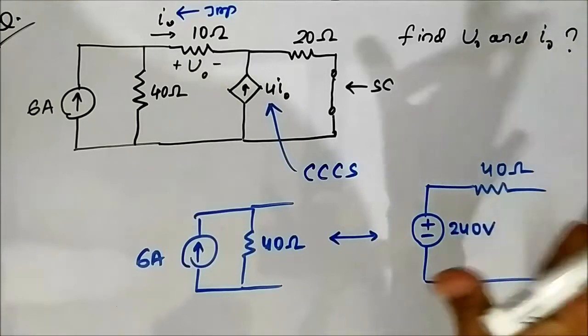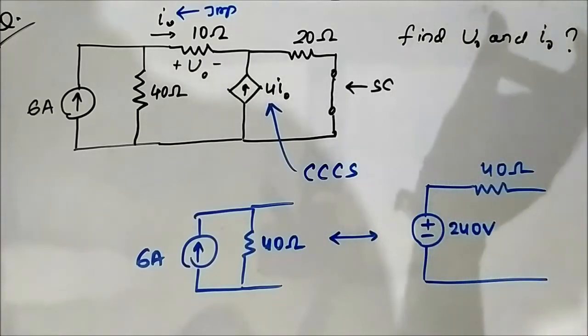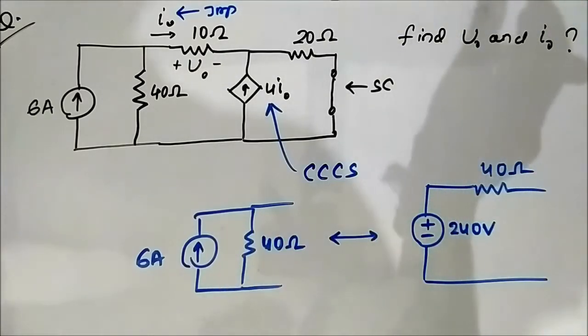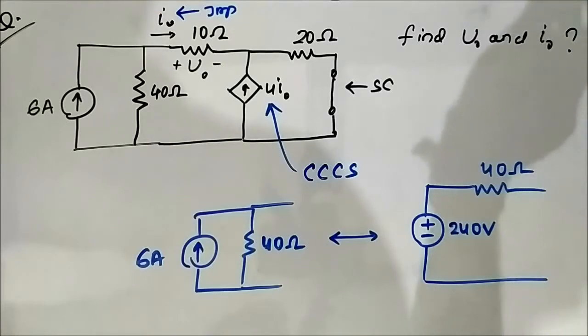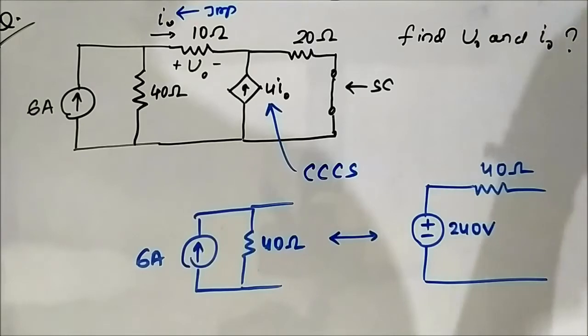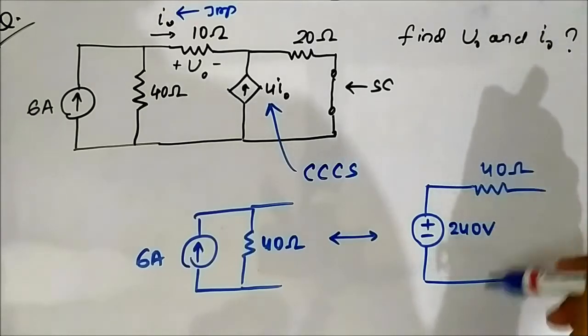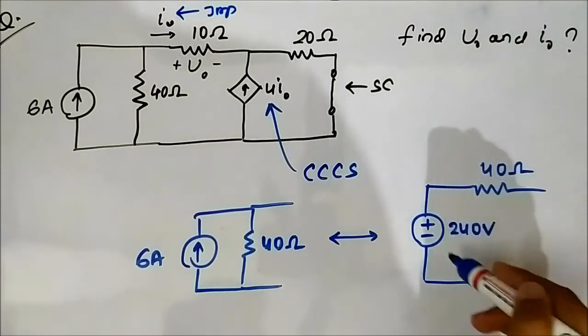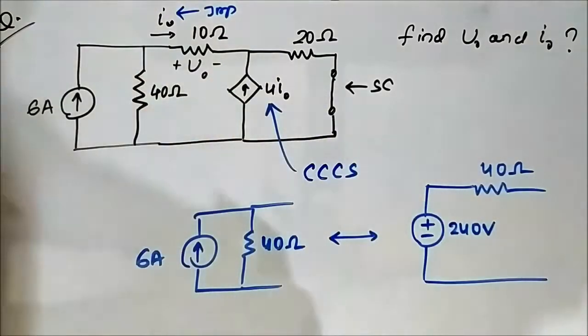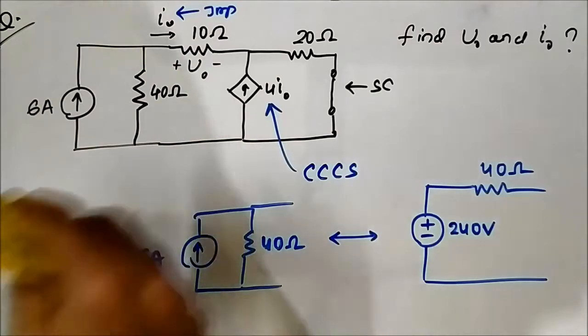I have already discussed about the various methods of circuit analysis such as source transformation, star delta transformation, current division rule, voltage division rule, so you please check out those videos. Okay, so we have converted this into this form. Now it becomes easier for analysis. Let us replace it by this.